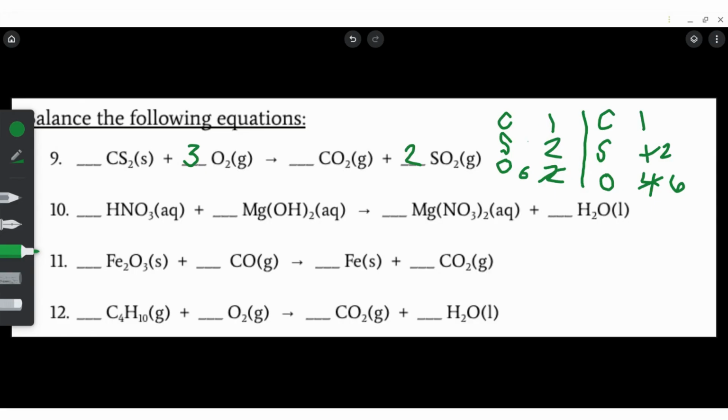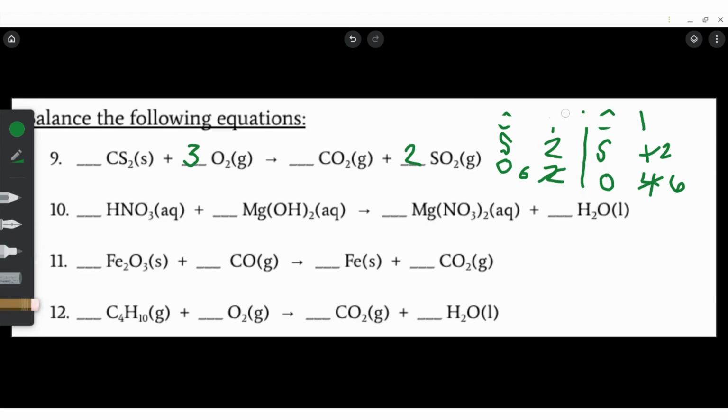Now we've got on each side 1 carbon. We've got 2 sulfur here, and then 2 sulfur here, and then 6 oxygen over here, and then 2 plus 4 oxygen, which equals 6. And so that equation is now balanced.